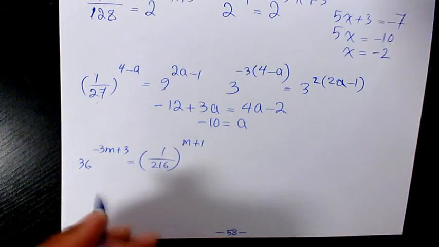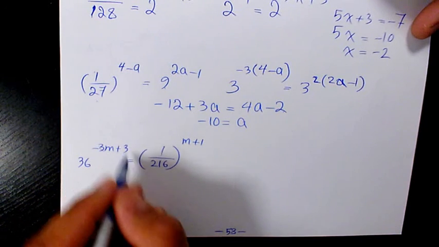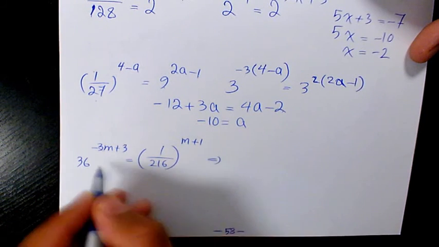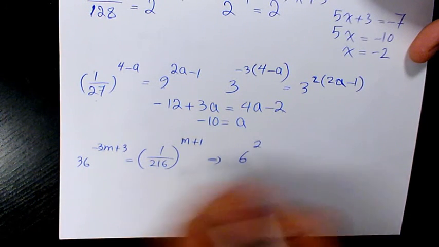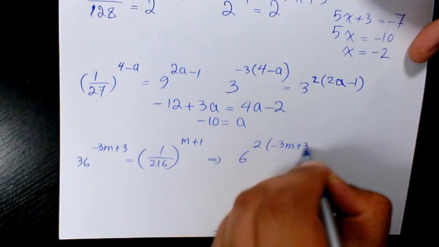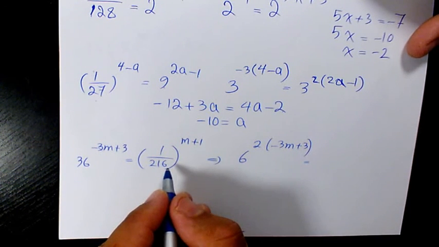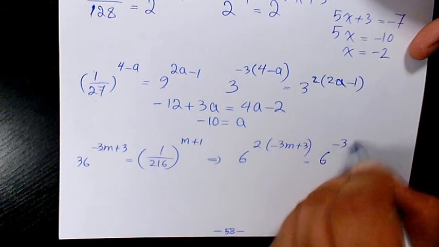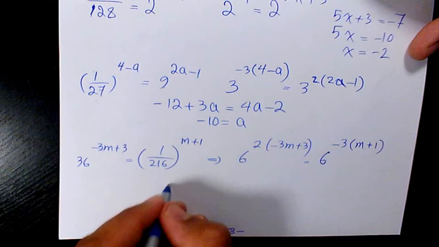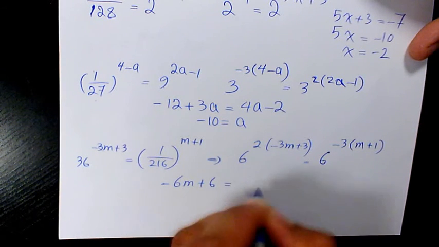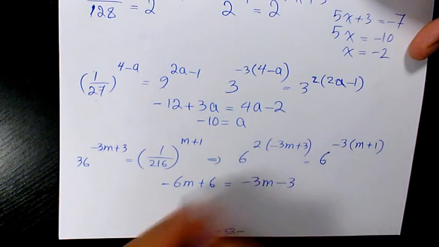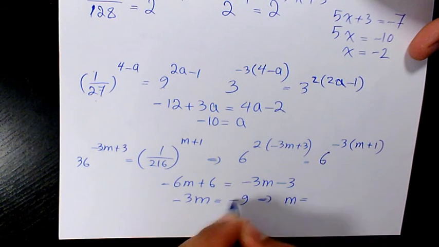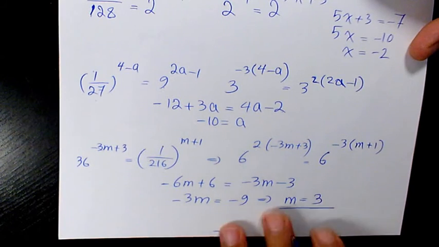Next one. 36 to the power of negative 3m plus 3 equals 1 over 216 to the power of m plus 1. 36 is 6 to the power of 2 times negative 3m plus 3 equals 216 is 6 to the power of 3. 1 over 216 is going to be 6 to the power of negative 3. So 6 to the power of negative 3 times m plus 1. So it's going to be negative 6m plus 6 equals negative 3m minus 3. So that's going to be negative 3m equals negative 9. M will be negative 9 divided by negative 3, which is positive 3.